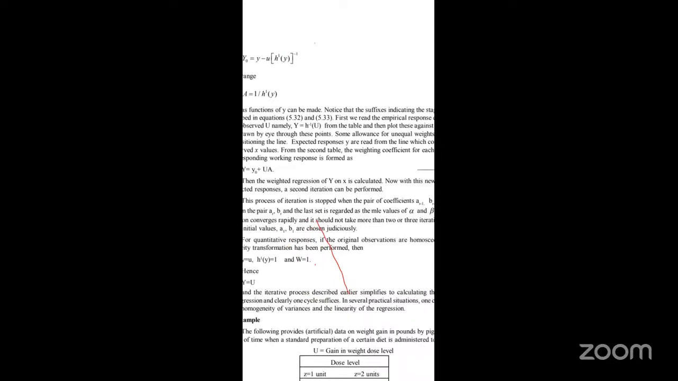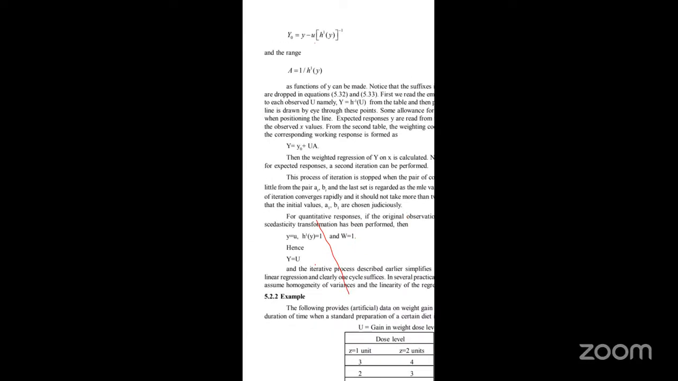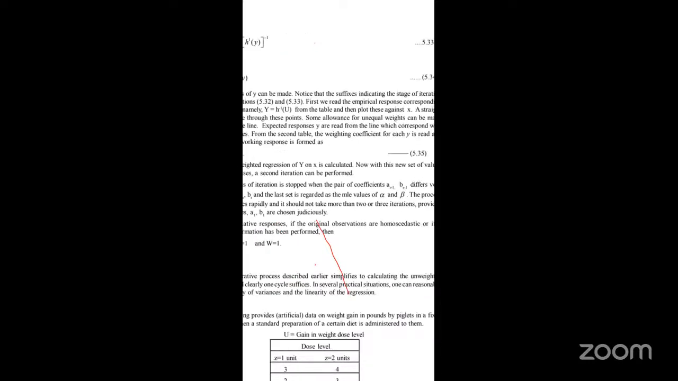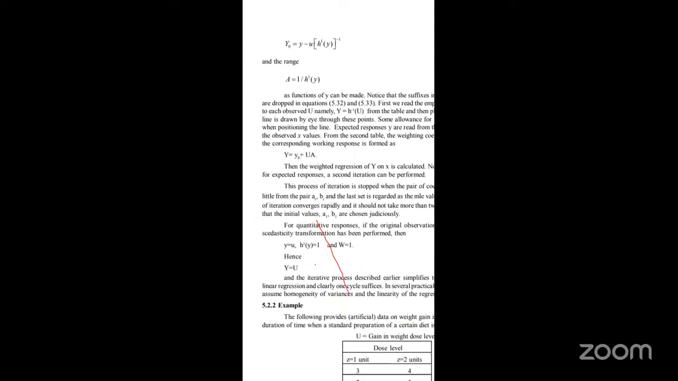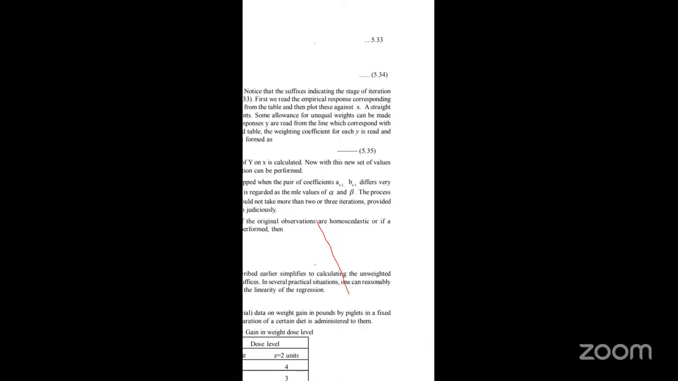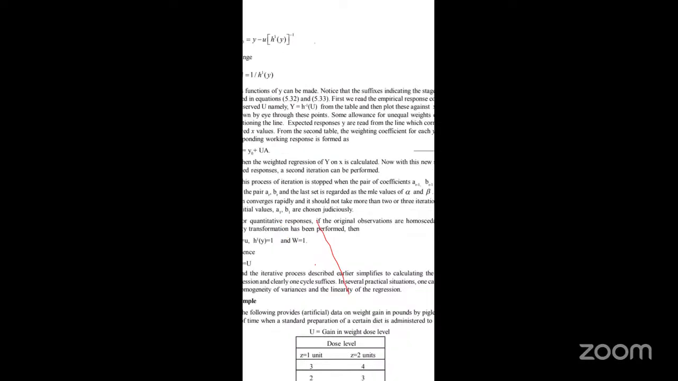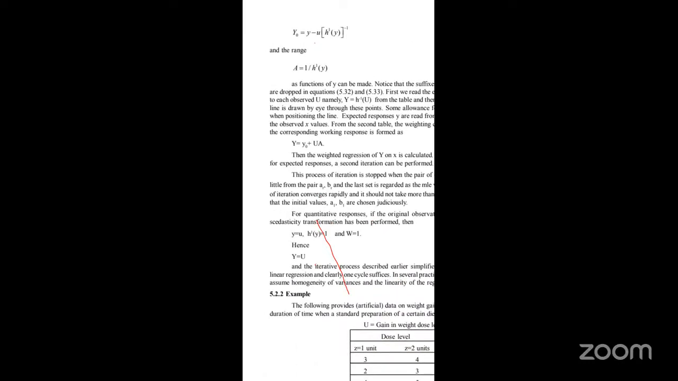First, we read the empirical response corresponding to each observed capital U, namely y equal to h inverse u, from the table, and then plot against x a straight line drawn by eye through those points. Some allowance for unequal weights can be made when fitting the line. The expected response y is read from the line corresponding to the observed x values.